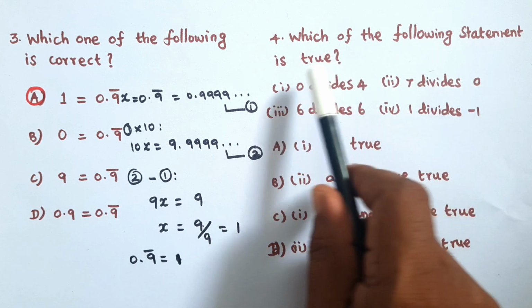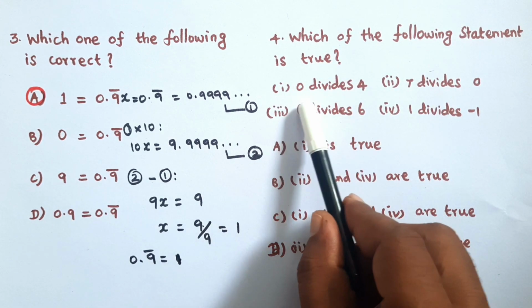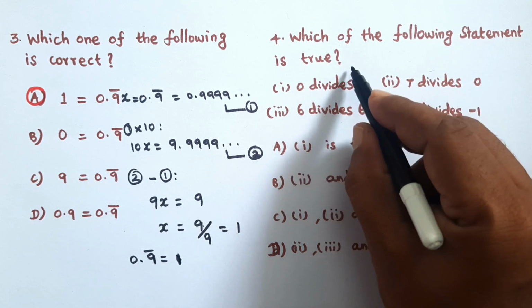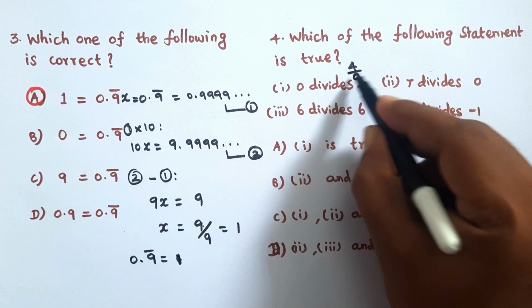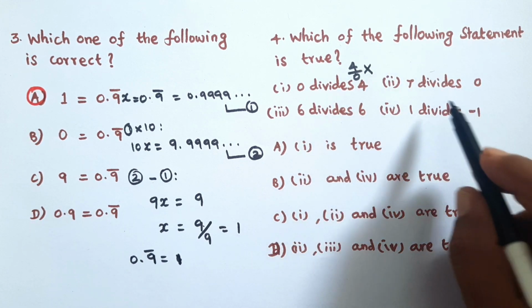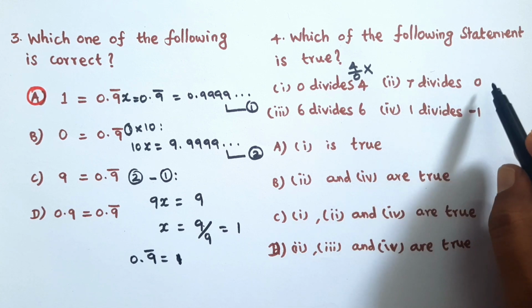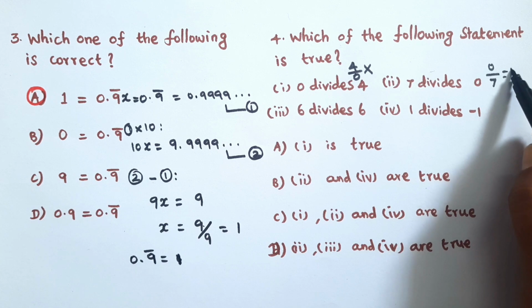Next, question number 4. Which of the following statements is true? 4 points are given. 0 divides 4. 0 divides 4. This is not correct. Second one, 7 divides 0. 7 divides 0, which is correct.